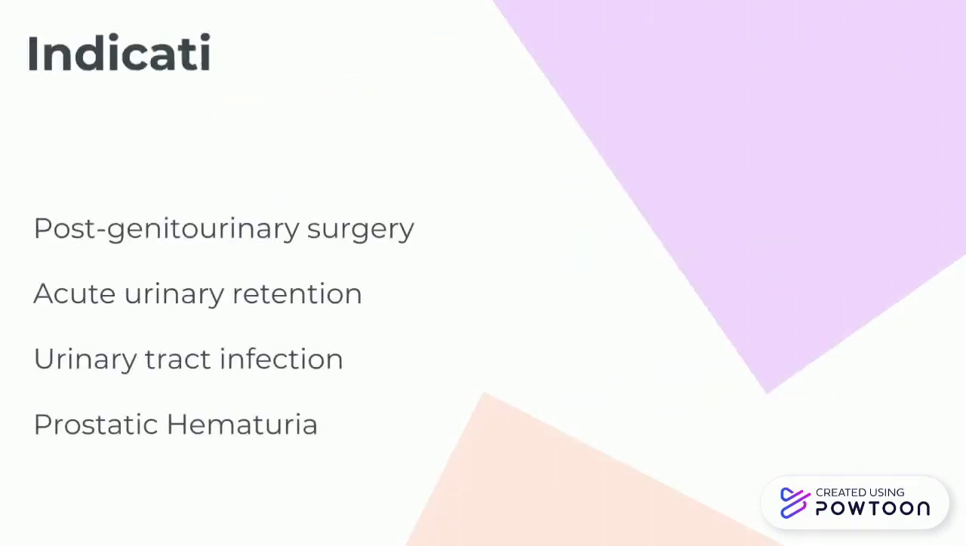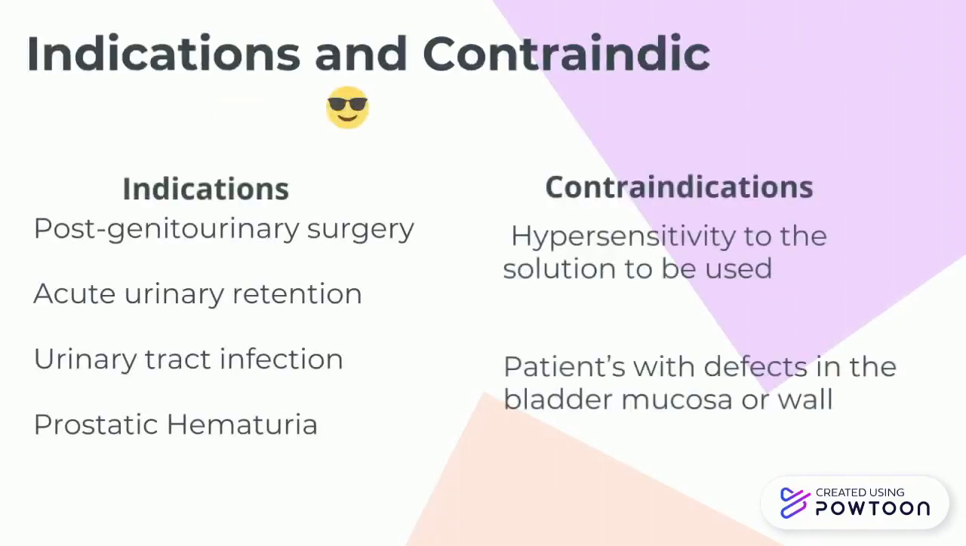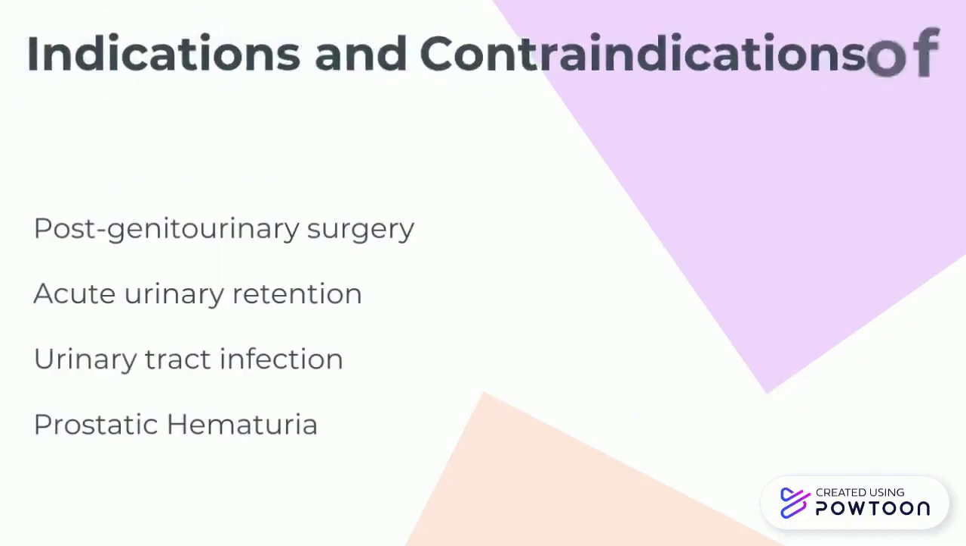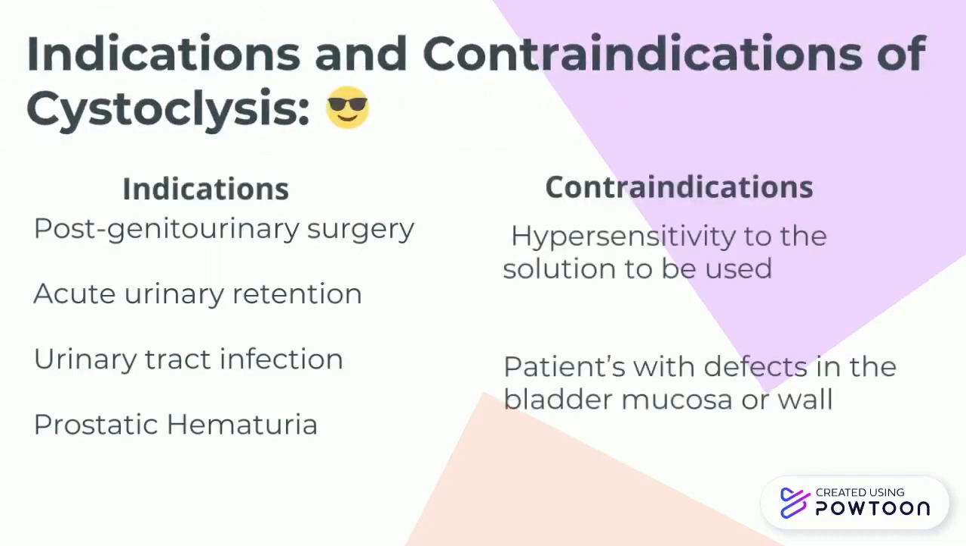Third, we have urinary tract infection. Medications such as antibiotics can be instilled into the catheter, where they will then be drained and help cure the infection. We also have prostatic hematuria. This procedure can help prevent the formation of blood clots, therefore preventing the blockage to the bladder. For contraindications of cystoclysis, we have hypersensitivity to the solution to be used, and patients with defects in the bladder mucosa or wall, since this may cause further injury to the bladder.